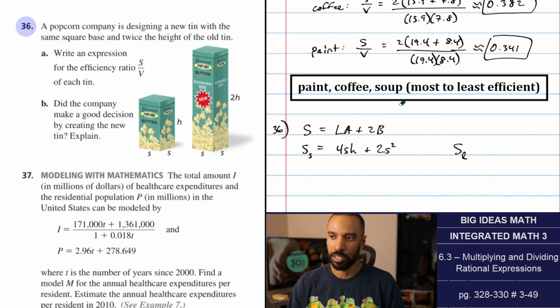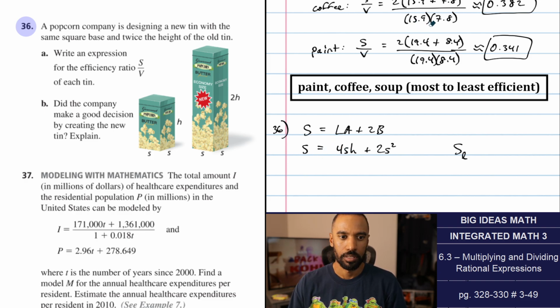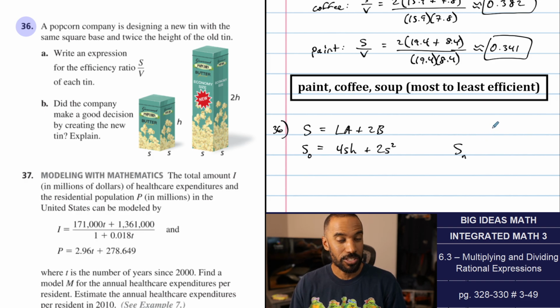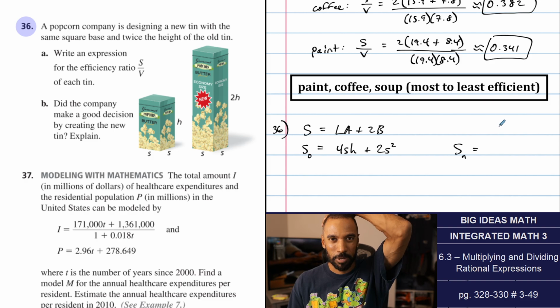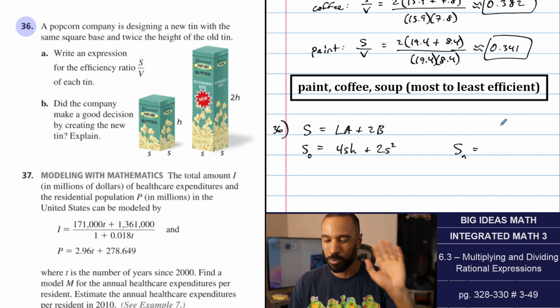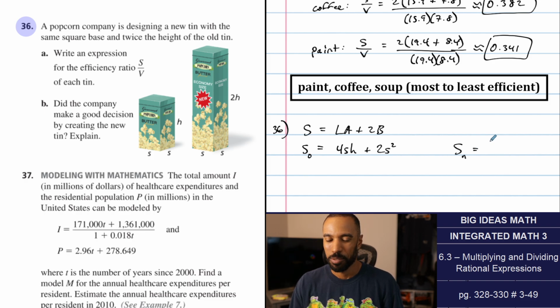new tin and old tin. Let's call this new. Wait. Designing a new tin with the same square base and twice the height. So this is old, S sub O, and this is S sub N. Did you know that SN is tin, that's the metal, what's that called? The chemical symbol, is that what they call it? The elemental symbol? I forget what it's called for tin. Anyway, moving on. This is perimeter of base times height plus area of both bases. So this is going to be 8SH plus 2S squared.